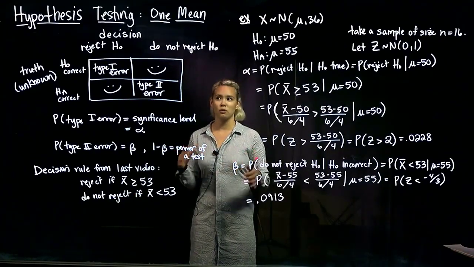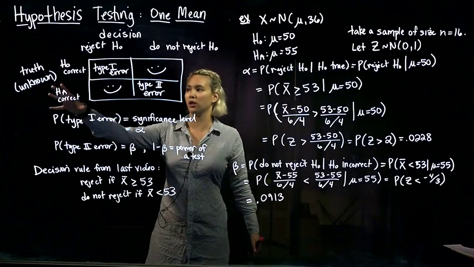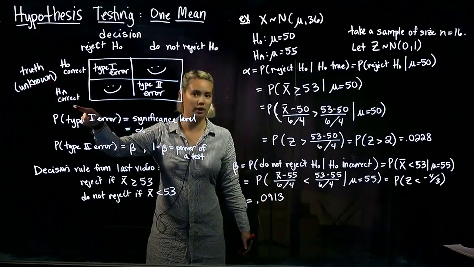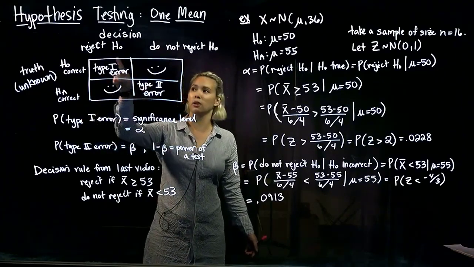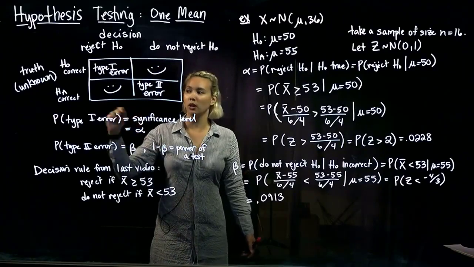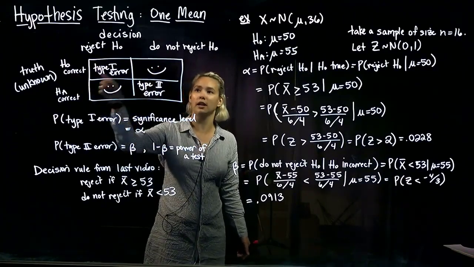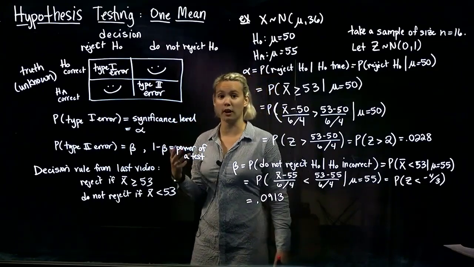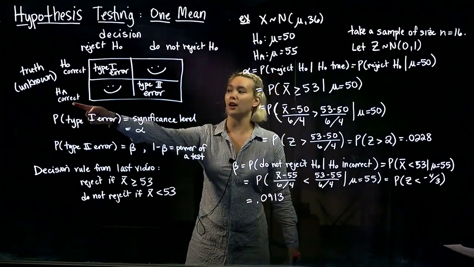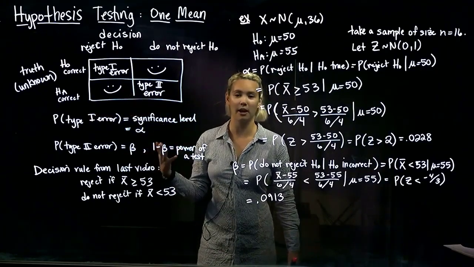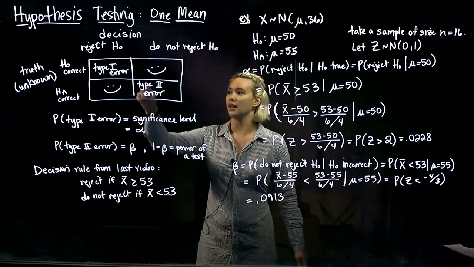All right, so if we put this into a little matrix, here's the unknown truth. The null is correct or the alternative is correct. And then remember, there's two decisions we could have made. We could have rejected the null or not rejected the null. So if the null was actually correct and we did not reject it, then that's a good thing. We did not make any sort of error. Similarly, if the alternative is correct and we did reject the null, that's another good thing. We did not make an error. So the error comes in on the diagonal here.